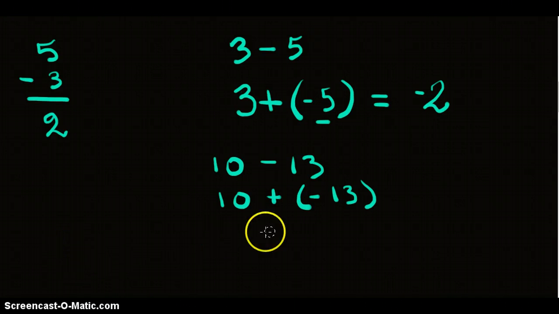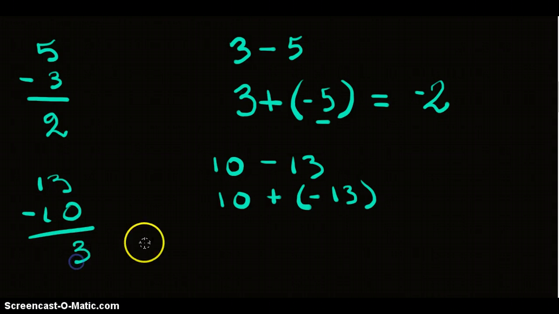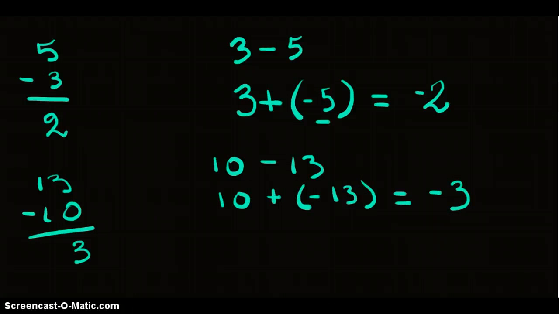Same scenario here with 13 and 10. 13 is the larger number, minus 10. Here's my second grade math. I get 3. But I'm going to give it the sign of the larger number, which is 13. So the answer is not just going to be 3. It's going to be negative 3.